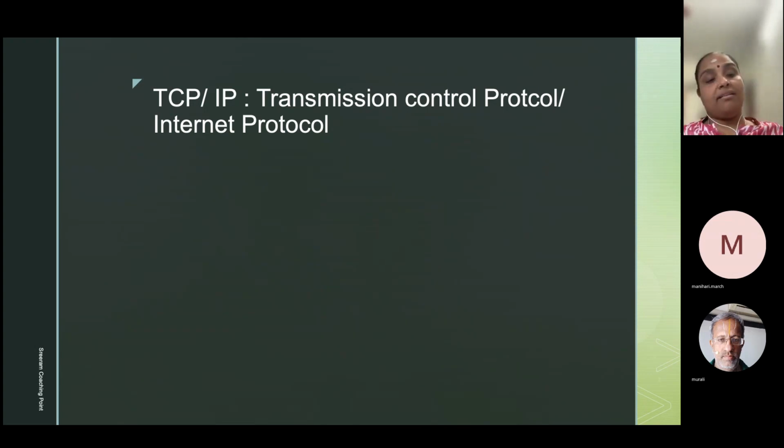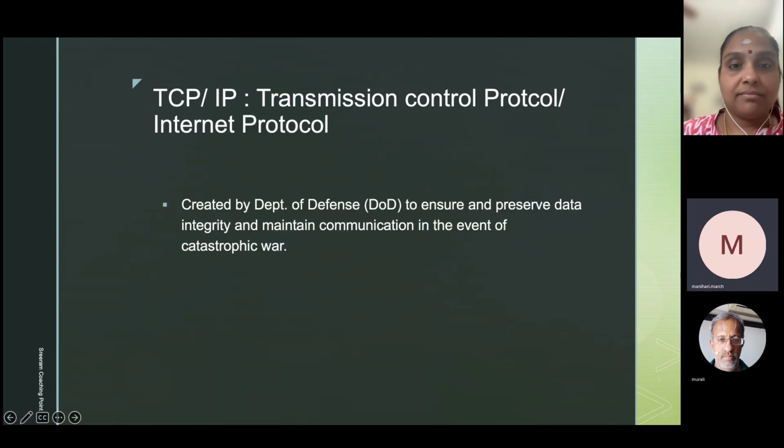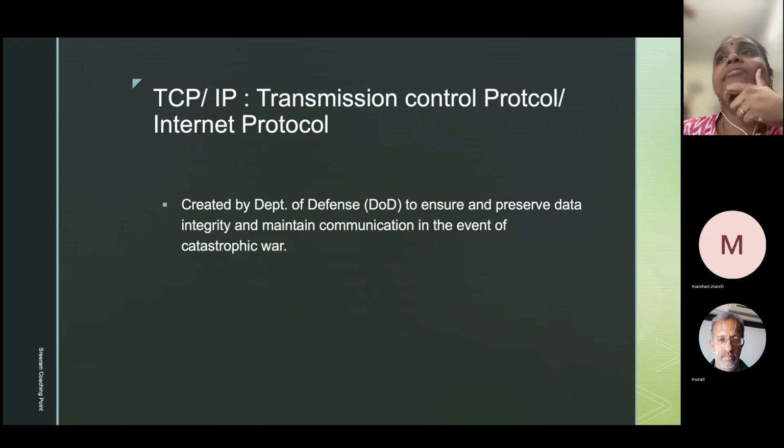Now, most important, this is TCP/IP. Any idea what TCP/IP is? It's a protocol, ma'am. Actually, it's a protocol by which the data flows from one place to another. Perfect. So basically, if you see the history, it was created by the Department of Defense.